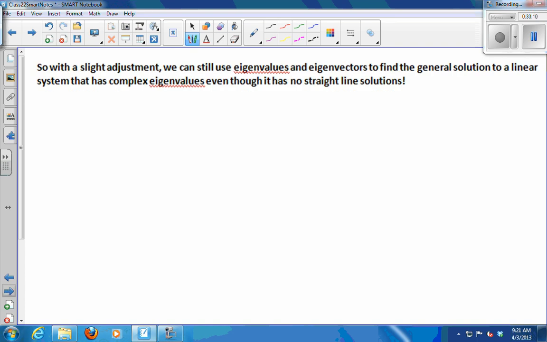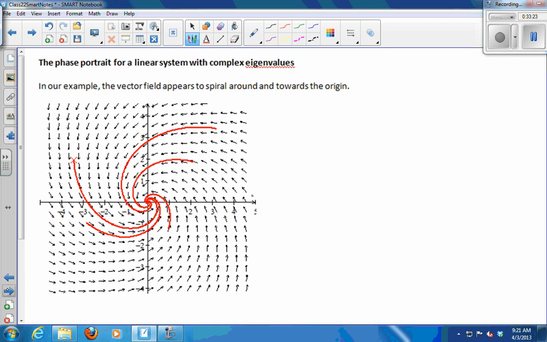So just making a slight adjustment, we can still use eigenvalues and eigenvectors to find the general solution to a linear system that has complex eigenvalues, even though it doesn't have straight line solutions. Okay, so here's a phase portrait for a linear system with complex eigenvalues. This is the system we've been working with for our example. The vector field appears to spiral around and towards the origin.